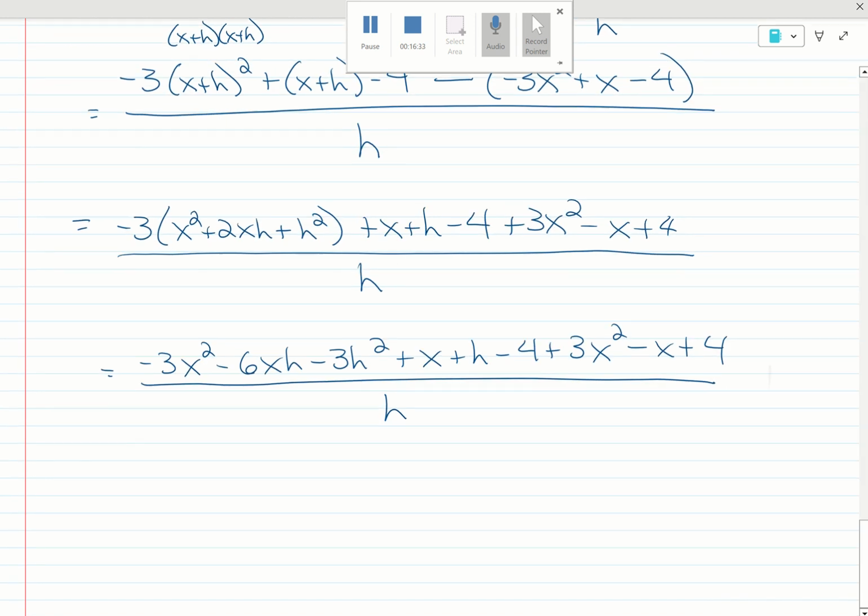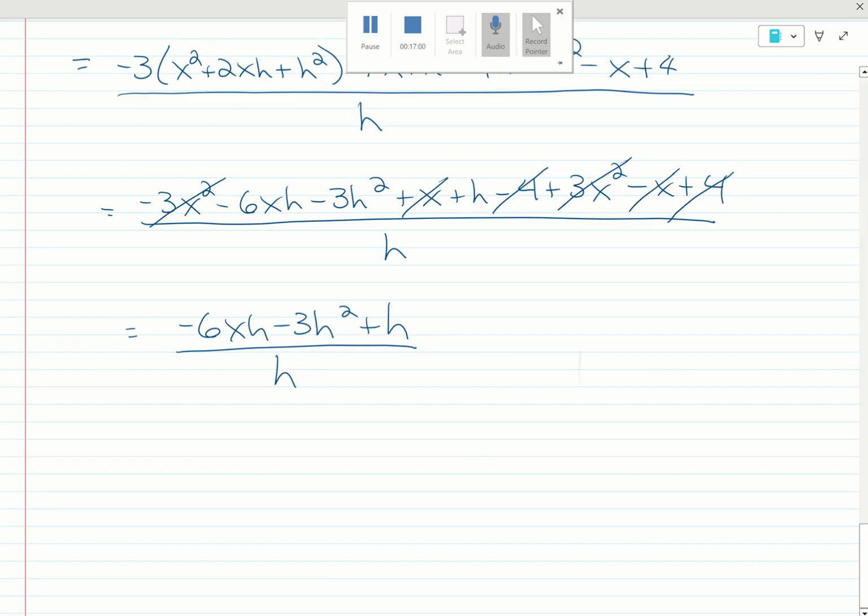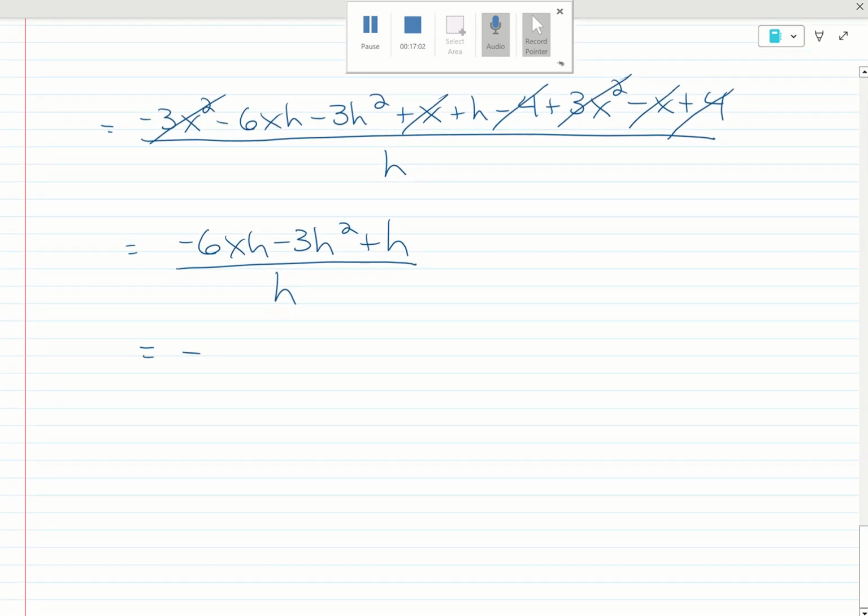So let's go ahead and cancel out our terms. And this negative 3x squared cancels here. This x cancels here. This negative 4 and this 4 cancel. And we're just left with negative 6xh minus 3h squared plus h, all divided by h. And we'll divide each term by h. So this is negative 6x minus 3h plus 1.